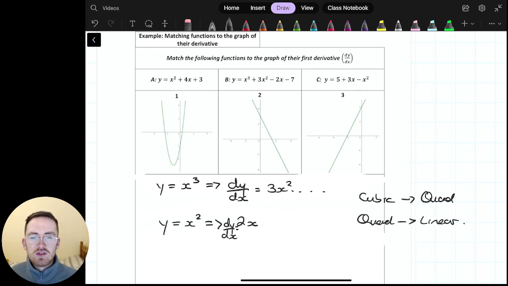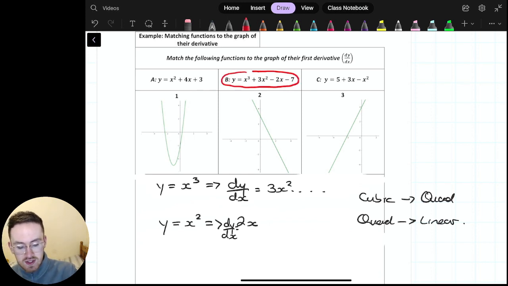So what does that mean for us looking at these questions? Well, if I look at b here, it's a cubic. So when I differentiate it, I should get a quadratic graph, which means b is going to be my graph here for 1. The derivative of b is going to be 1. Looking at the other two, we have to decide which is which. And there's a few ways that we can do that.